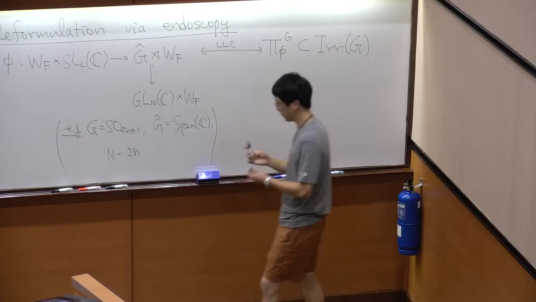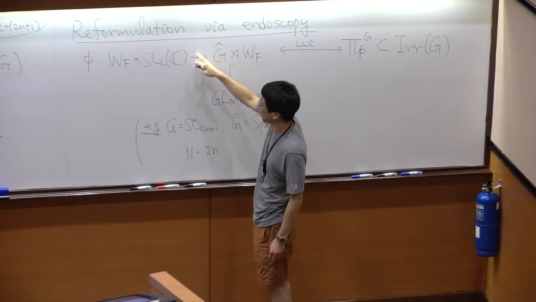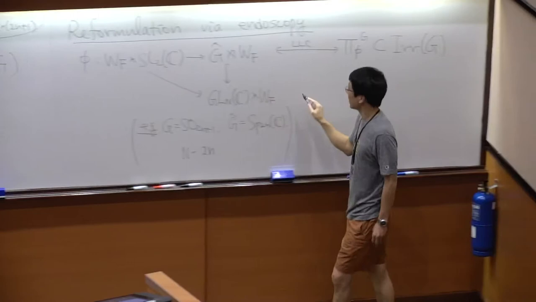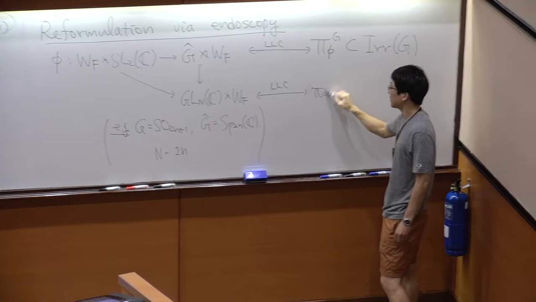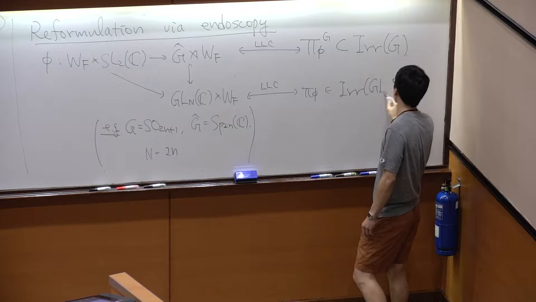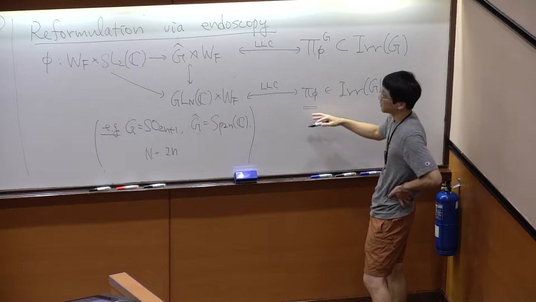So in particular, by composing this embedding to our original L parameter, we can get an L parameter for GLN. And moreover, by considering LLC for GLN, we can get a representation of GLN. And this representation is called the endoscopic lift of this L packet.